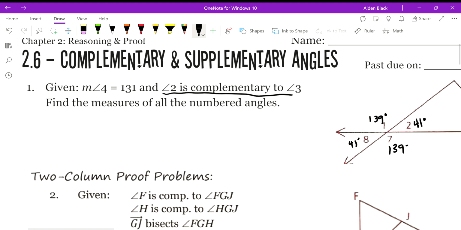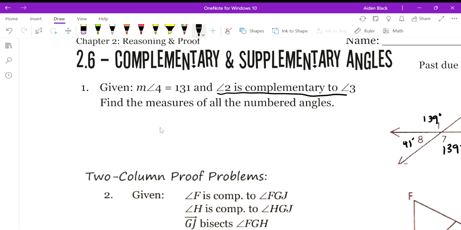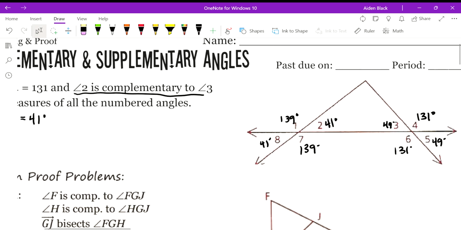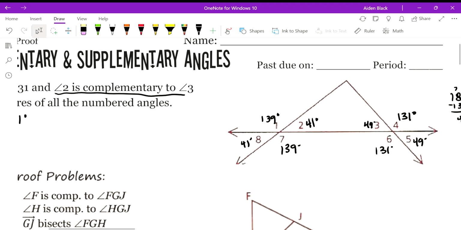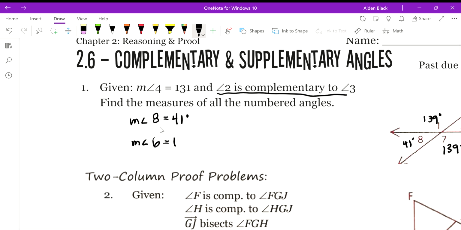And if we were to write these out beneath the problem here, we can write this like this. Measure of angle 8, for example, equals 41 degrees. Remember, that's how many degrees. That's why we use the little m there. That stands for measurement. So it'll give us an actual number. Measure of angle 6, 131 degrees.